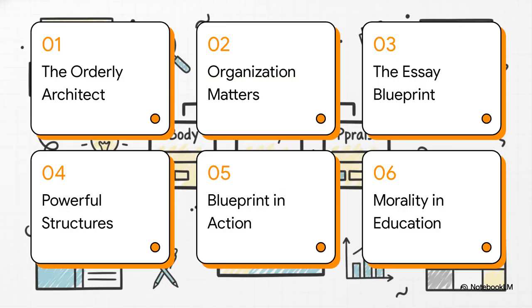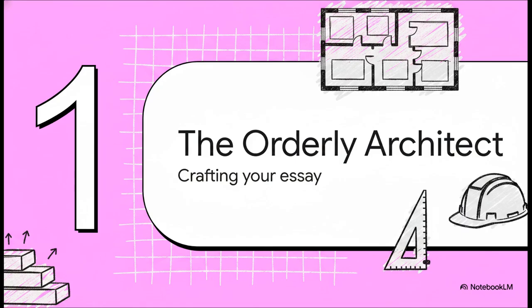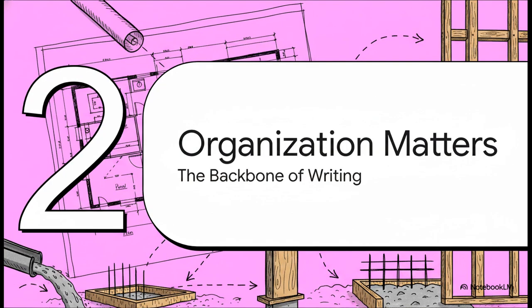Here is our blueprint for today's explainer. We will start with the orderly architect, explore why organization matters, and then look at the essay blueprint. After that, we're going to cover 3 powerful essay structures, see your blueprint in action, and finally wrap up by discussing education built on morality. Section 1. The Orderly Architect. Section 2. Why organization matters.